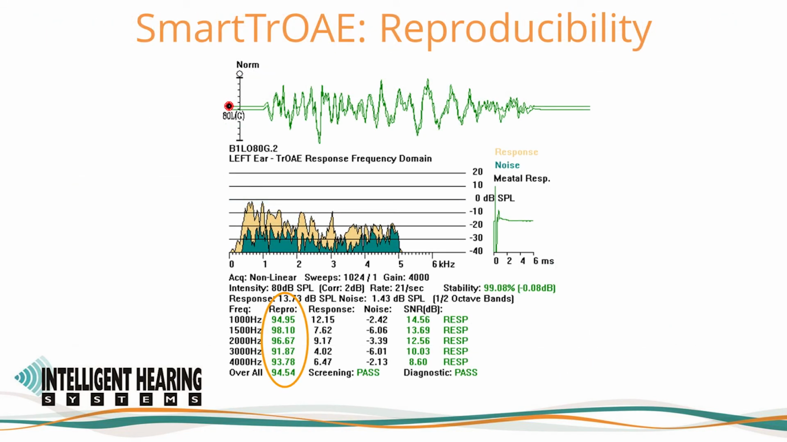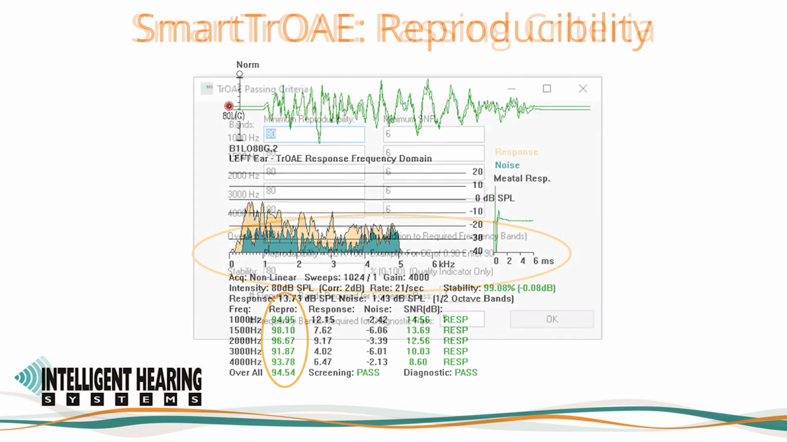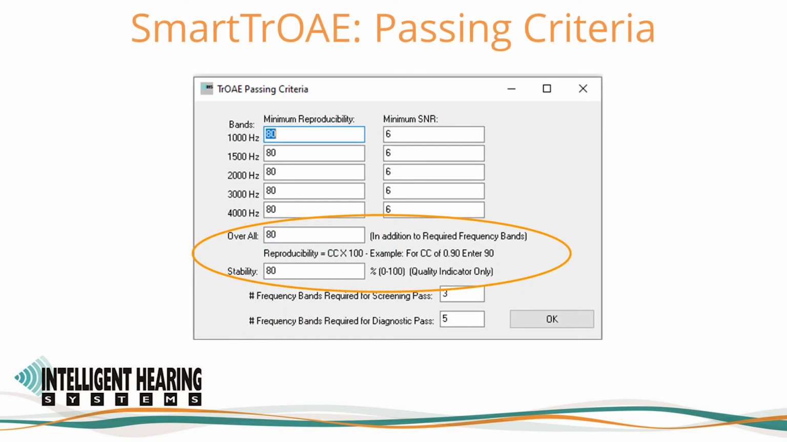We have updated the cross-correlation repeatability label to reproducibility, which is 100 times the cross-correlation measure. In the passing criteria module, we have added overall reproducibility as well as the quality indicator for stimulus stability. The stimulus stability quality indicator will show in red if this criteria is not met, but will not affect the final pass or refer result.